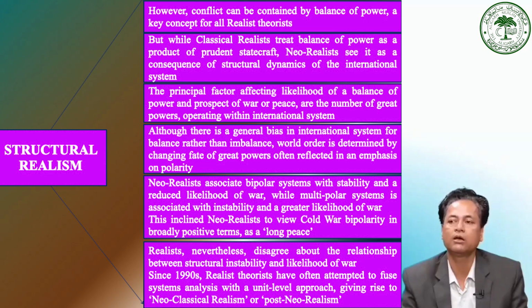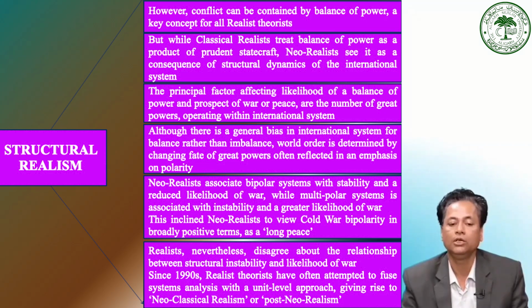Similarly, the neo-realists are also not in favor of a multipolar world that consists of so many great powers, because they will always fight against each other, and that may again create the problem. So the neo-realist would cite the example of the Russia and Ukraine war as an example that it happened in a multipolar world. So they are in favor of a bipolar world because that promises long peace. Realists nevertheless disagree about the relationship between structural instability and the likelihood of war. So this is the point, structural stability and the likelihood of war. These are two issues that actually help us to understand the nature of international relations.